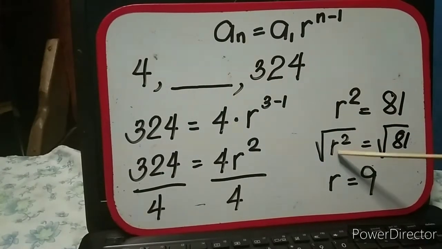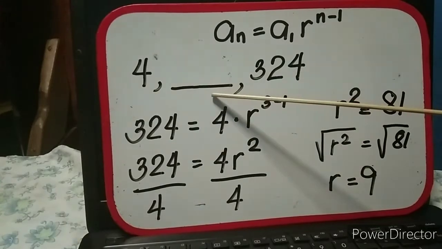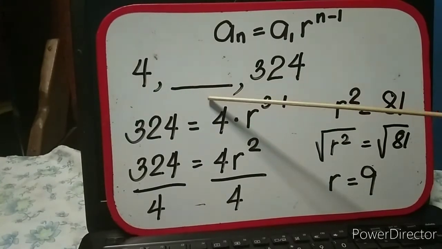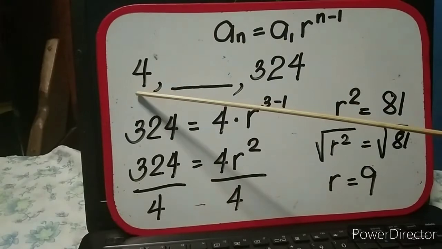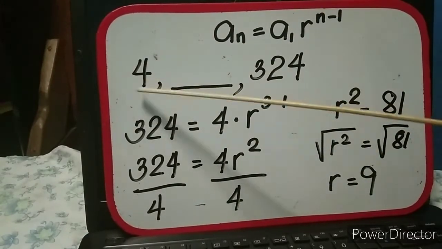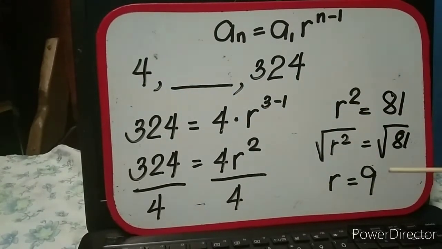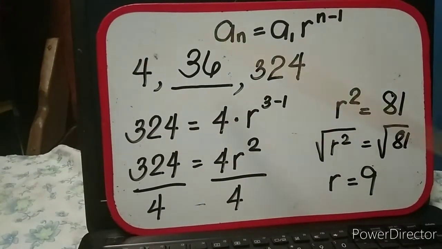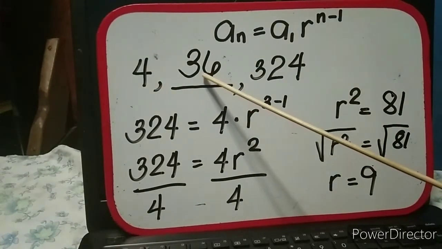The square root of r squared is r, and the square root of 81 is 9. So our common ratio is 9. To solve for the missing geometric term, we simply multiply 4 by the common ratio of 9. So 4 times 9 is 36. Therefore, our second term is 36.